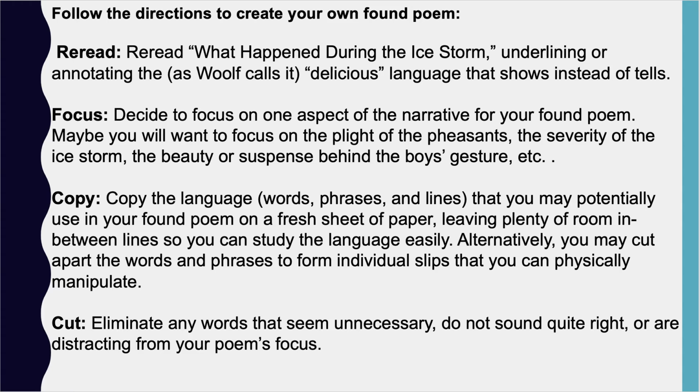You're going to determine what Virginia Woolf calls delicious language, that shows instead of tells. So you're looking for your telling details here, like we talked about in our first unit way back in August. So now you're going to decide to focus on just one aspect of the narrative. You saw that that last poem came from just one sentence. You don't have to limit yourself to one sentence, but you don't have to try and use the entire story to create your poem.